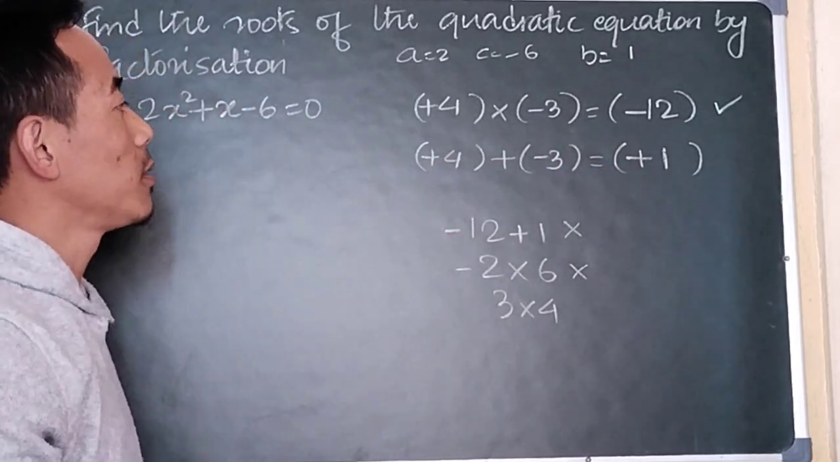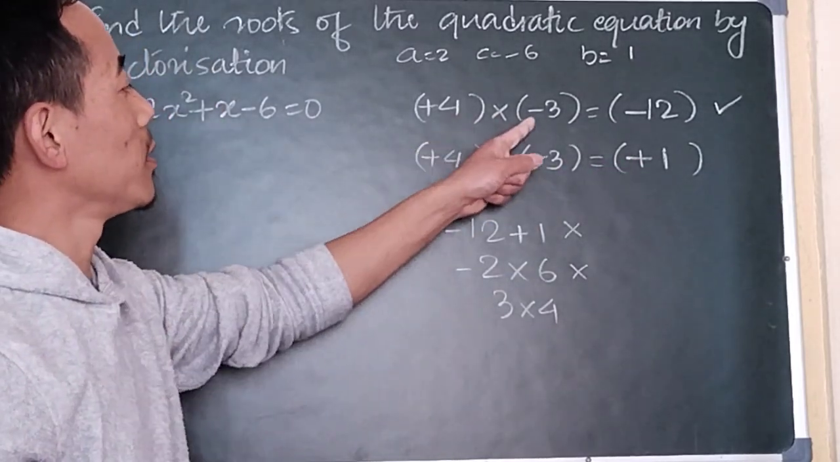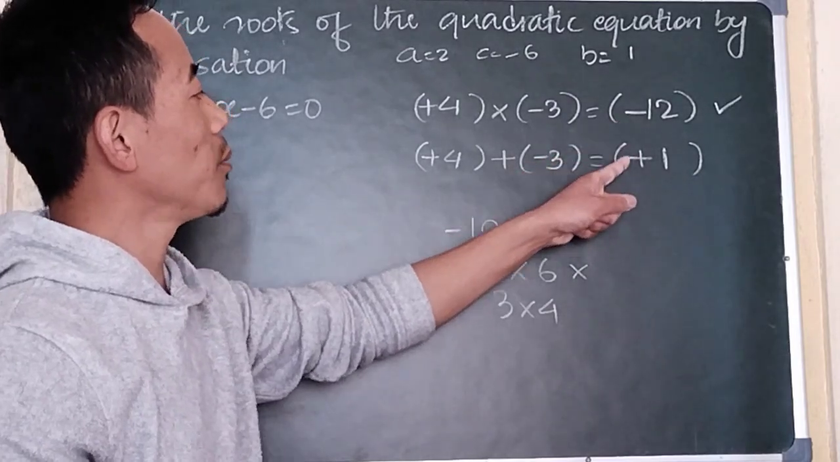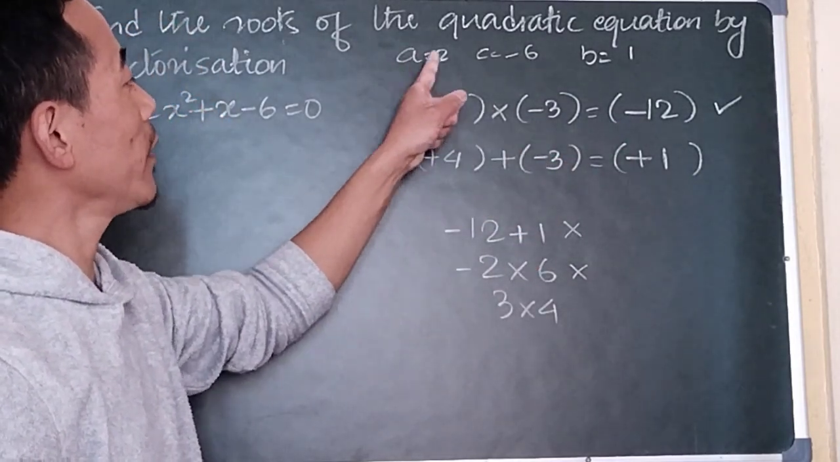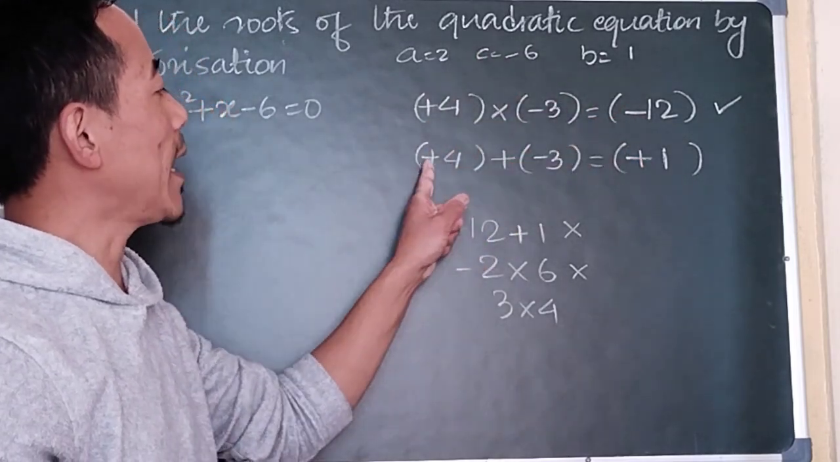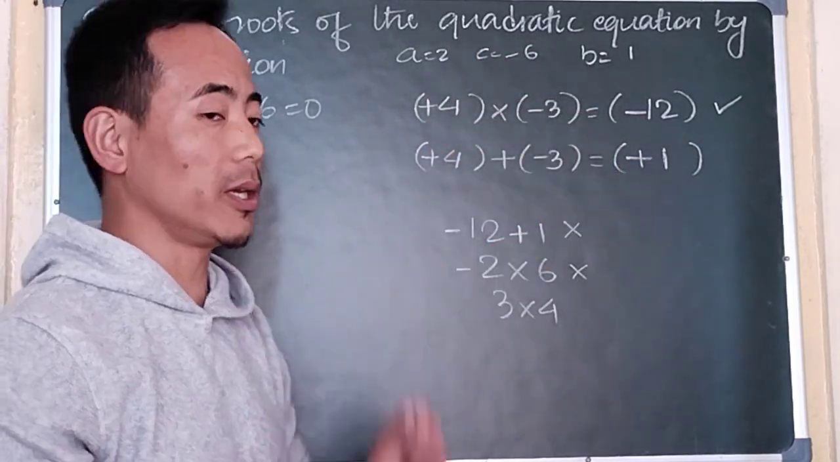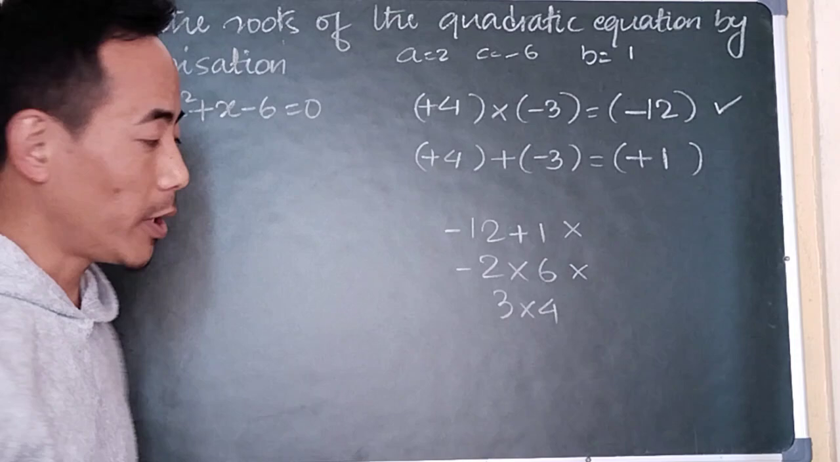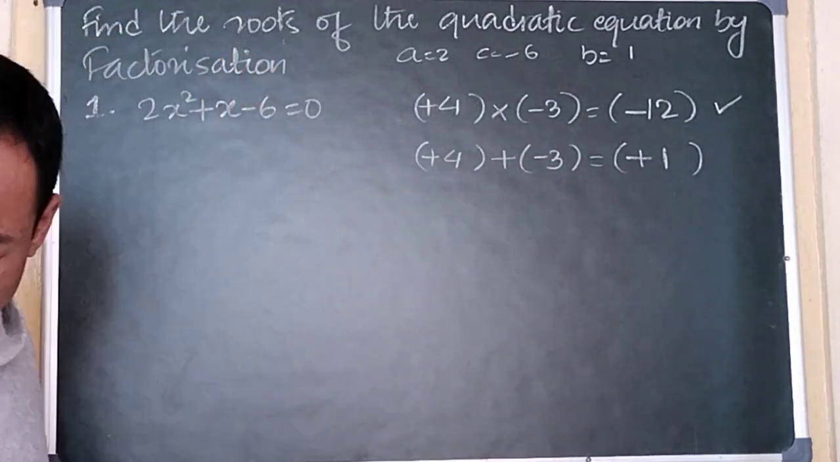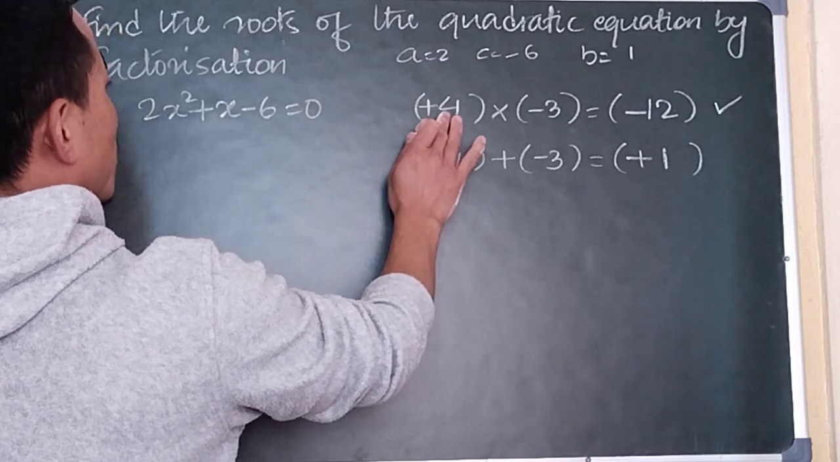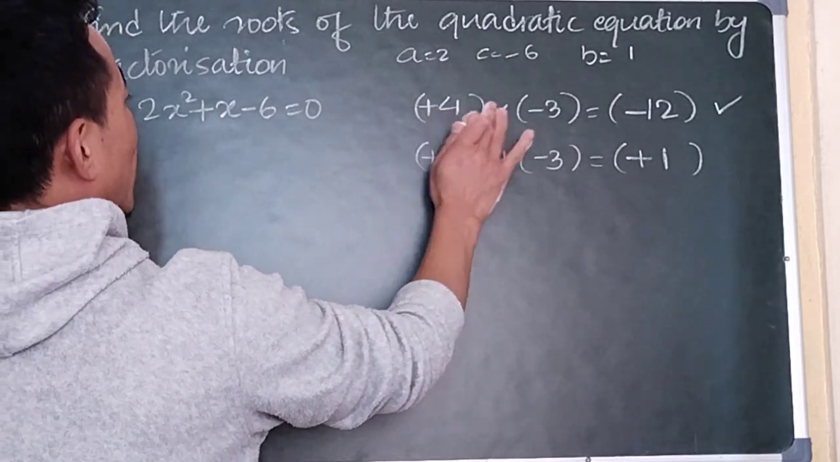So when you do the middle term breaking, you have to get these two numbers which can satisfy both the conditions. When you take the product, you get the product of A and C here. And when you add, you should get the value of B here. Alright. So when you do that, we got the numbers for the middle term, that will be 4 and minus 3.